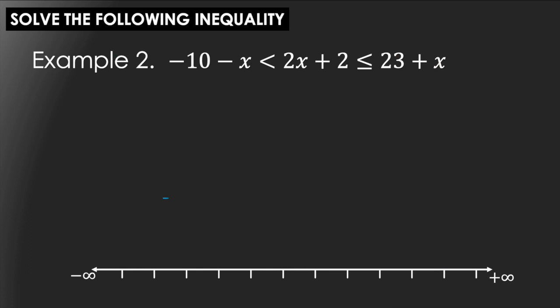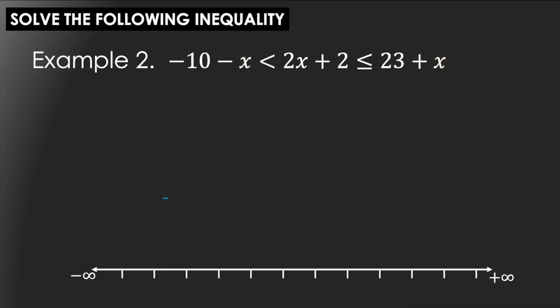Now, let's look at our second example. In this one, we don't have the same case as in example 1. Here, the x terms on the left side and on the right side are different. There is positive x on the left and negative x on the right side. So if we try to eliminate x on the right side by subtracting x, the left side is going to have negative 2x. So there is no way to add or subtract x to eliminate the term from both the sides.